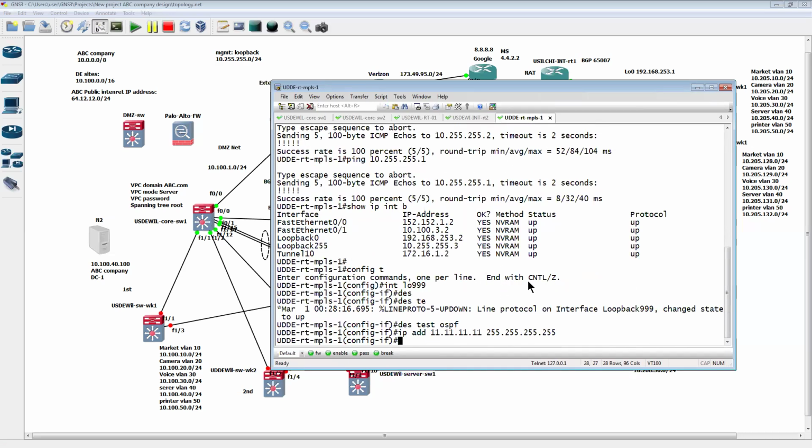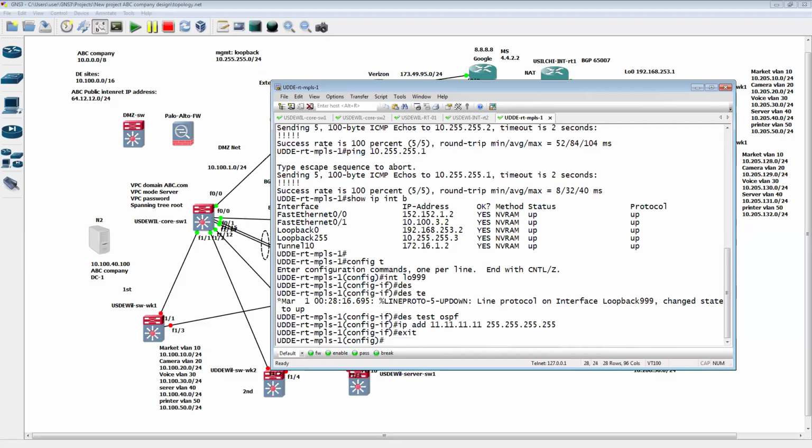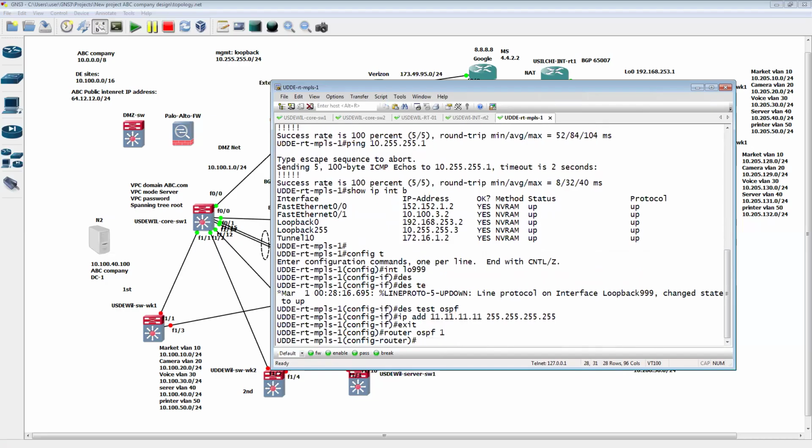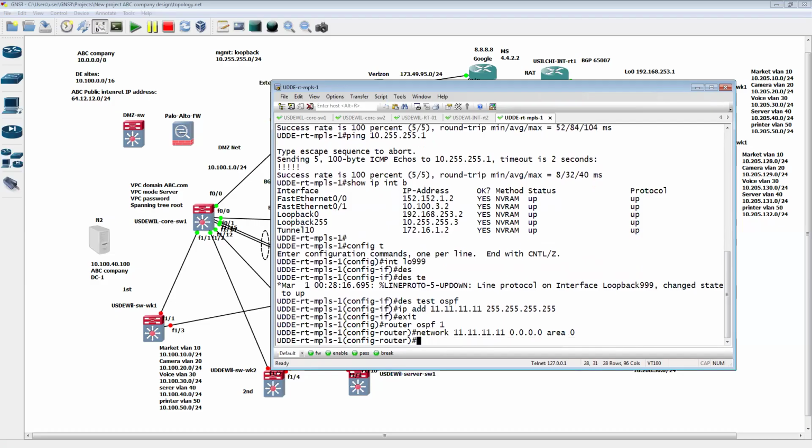right? So now we can try. Say in here, router OSPF 1. Okay, so now on this router, OSPF 1. I'm gonna advertise this network, 1.1.1.1, right? And then 0.0.0.0, and then we're gonna say this belongs to area 0. Boom.